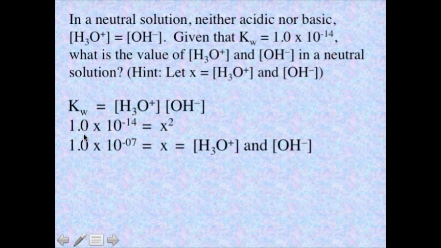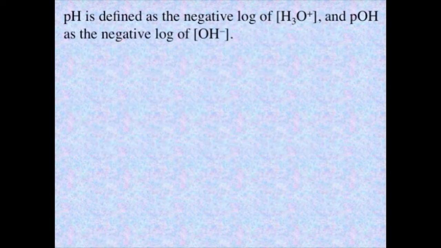So Kw equals this. 1.0 times 10 to the minus 14 equals x squared, because H3O+ is x and hydroxide is x. Therefore, taking the square root, we get the concentrations in a neutral solution of hydronium and hydroxide ions are both 1.0 times 10 to the minus 7. pH is defined as the negative logarithm of the hydronium ion concentration, and pOH as the negative logarithm of the hydroxide ion concentration. So what's a logarithm?